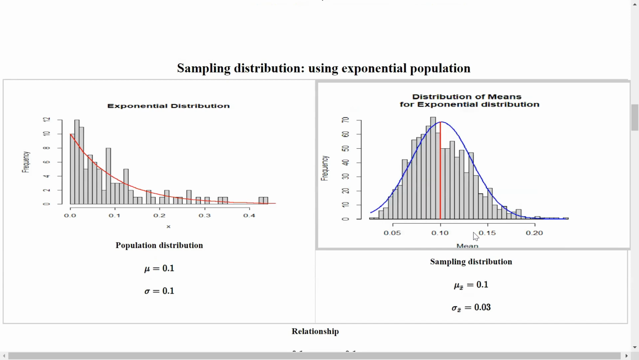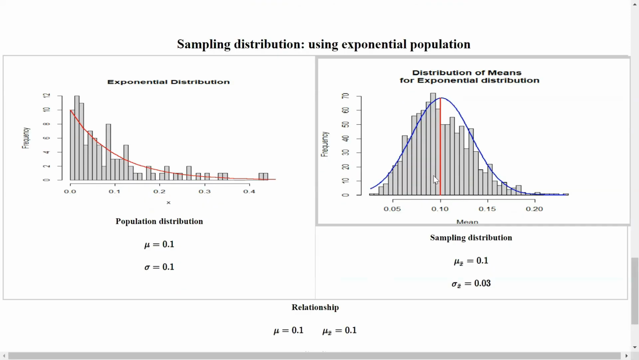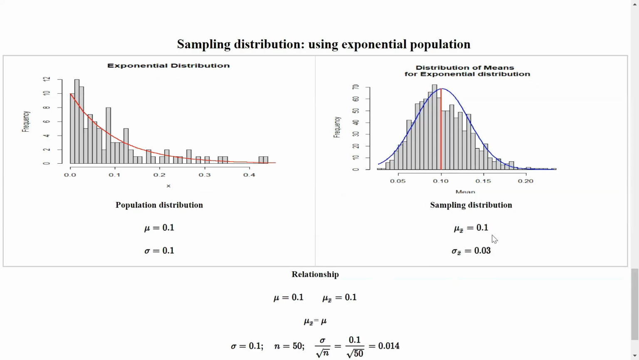Let's compute the mean and standard deviation of this sampling distribution. That is the mean and standard deviation of the 5,000 sample means. These are mean equals 0.1 and standard deviation equals 0.03.